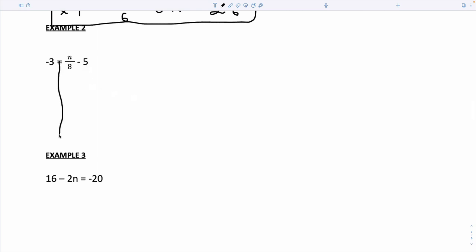You can ignore it. Example 2, draw a line down the middle. N is over 8. These guys are best friends. They're closest together. N is being divided by 8. There's also a minus 5 hanging out. This time the house is on the right. What would I do first? What's my first step to this equation to solve it, Logan?